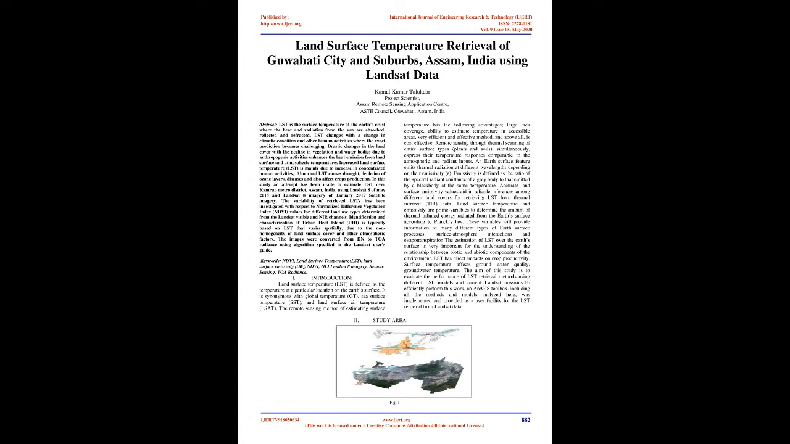Increased land surface temperature, LST, is mainly due to increase in concentrated human activities. Abnormal LST causes drought, depletion of ozone layers, diseases, and also affects crop production.